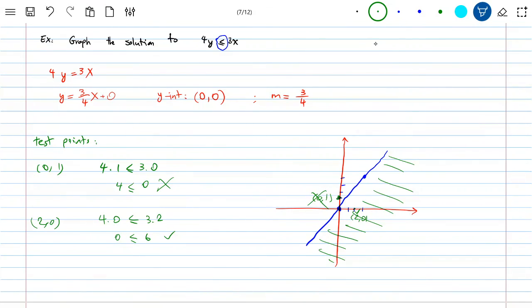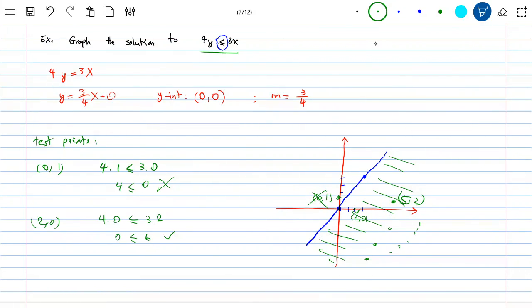Everything on the right hand side plus the line itself. So the line plus this right hand side is the solution. That means whatever point that you pick on the right side, there's something like 5 and 2. If it's on the right side of this line, it should satisfy this original inequality. It doesn't matter what the point is. All these points satisfy that inequality.